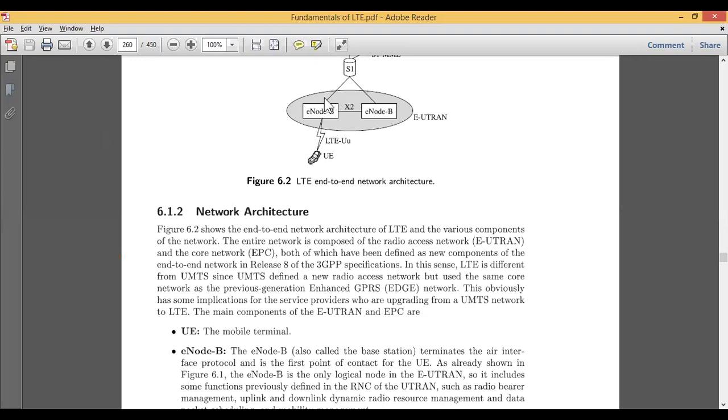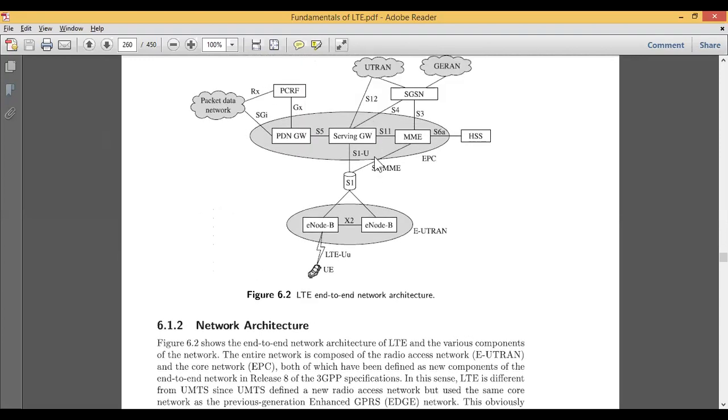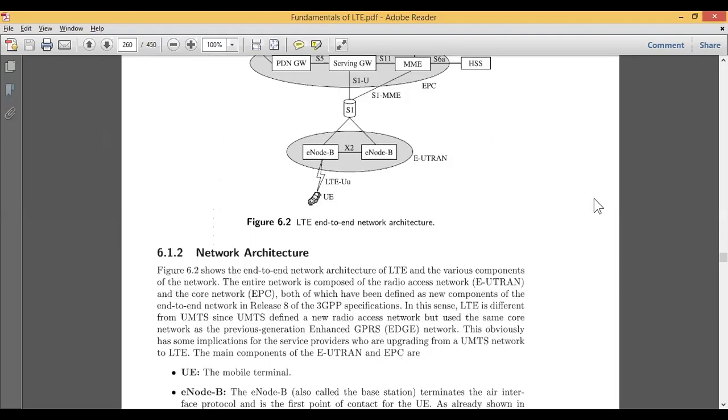You can see this is one complete cell, if I assume. In that particular cell we use only the X2 interface, not the S1 interface. But if I want to go beyond to some other cells, then I may come across the S1 interface. In this way we try to connect a network here.